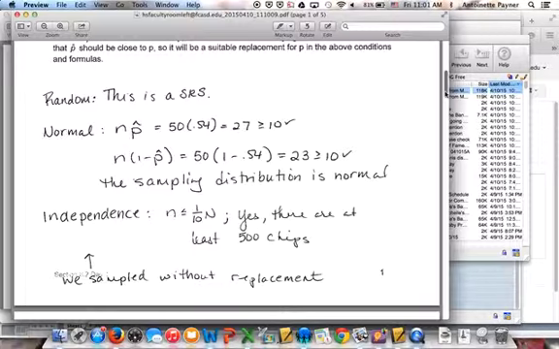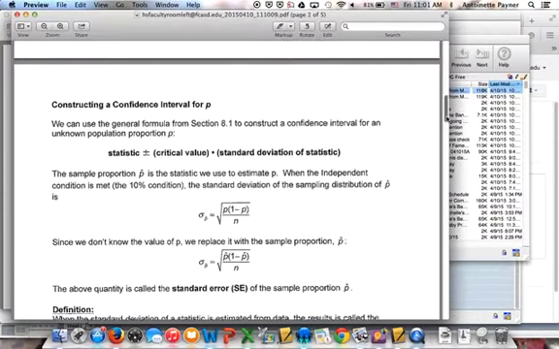Since we're violating that condition of independence, the standard deviation formula might get a little bit thrown off. So we're going to check this condition here: as long as the sample is less than 1/10 of the population. So yes, we're going to say that there are at least 500 chips in my population.